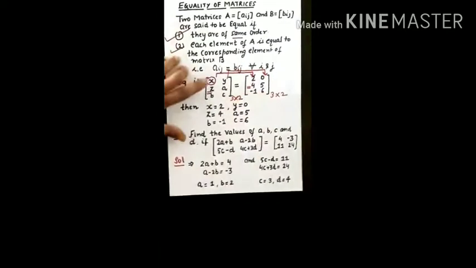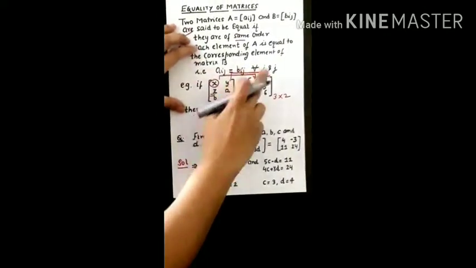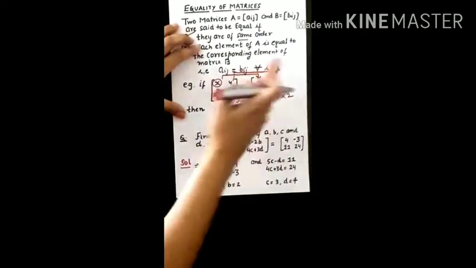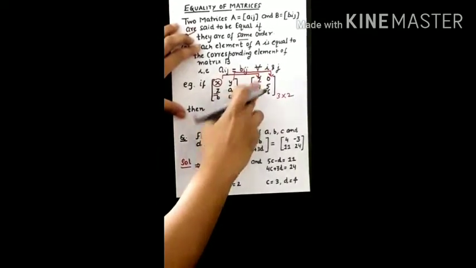That is, A11 should be equal to B11, A12 should be equal to B12, A21 should be equal to B21, and so on.